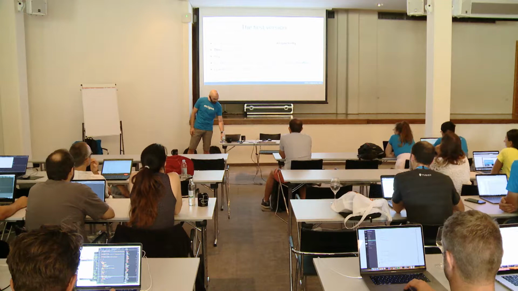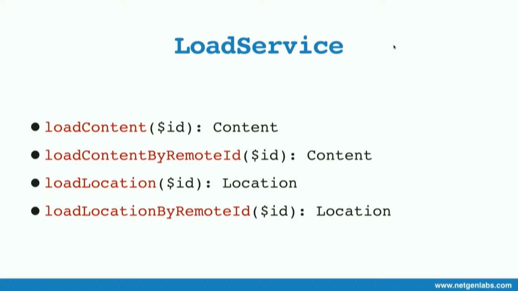So we had LoadService, which is used basically for loading stuff. You have methods to load content by ID and remote ID, and the same for location. For both of them, the translation is transparently handled, so you will never be able to load something that you should not have access to on a siteaccess.